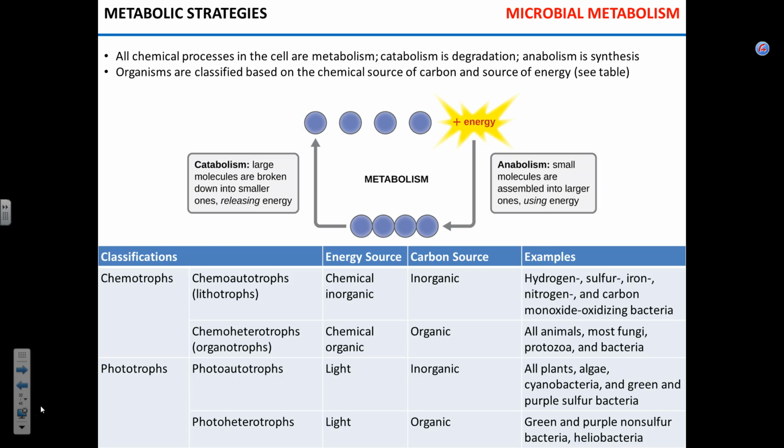Okay? So all metabolic reactions can be divided into two groups: anabolic and catabolic. So anabolic, right here, are reactions of synthesis. When you take smaller components, smaller building blocks, and put them together into the larger one. We learned about some of the anabolic reactions already. Can you name them?